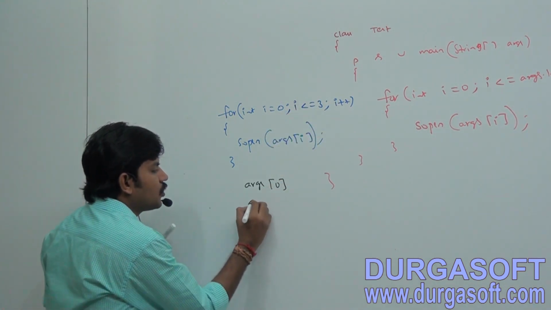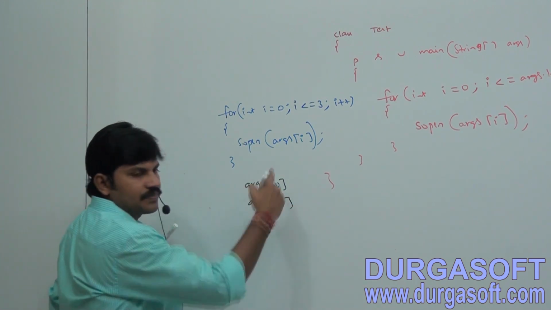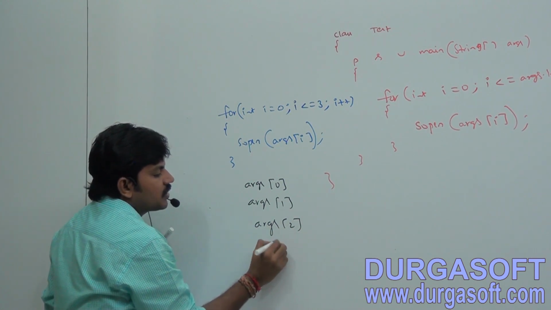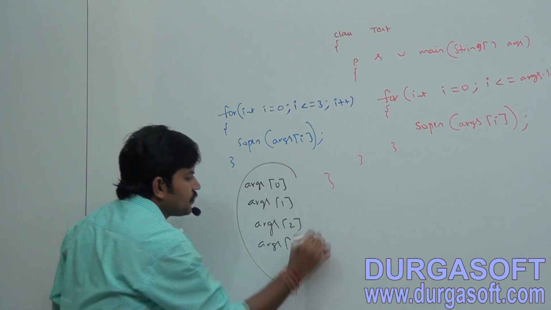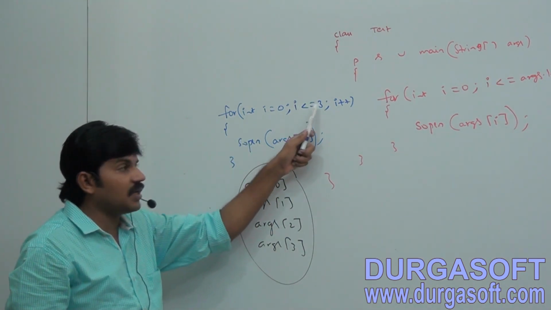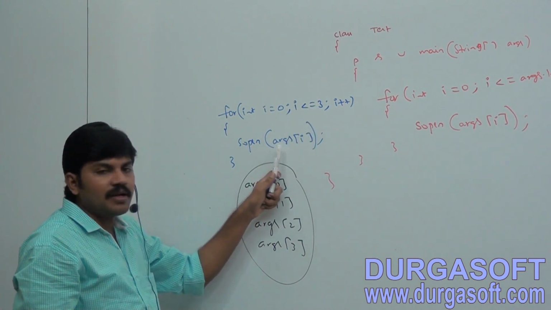Next, i value is incremented to 1. 1 is less than or equal to 3. Args of 1. Next 2. 2 is less than or equal to 3. Args of 2. Next args of 3. Are you getting? Args of 0, args of 1, args of 2, args of 3. 3 is less than or equal to 3, satisfied. That's why args of 3.